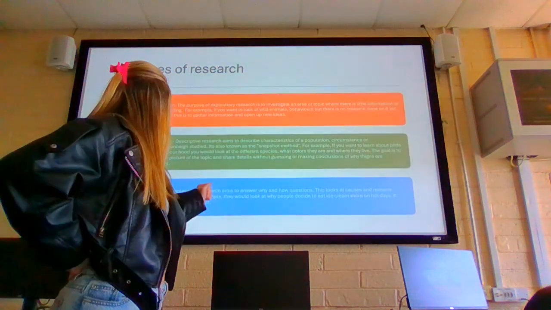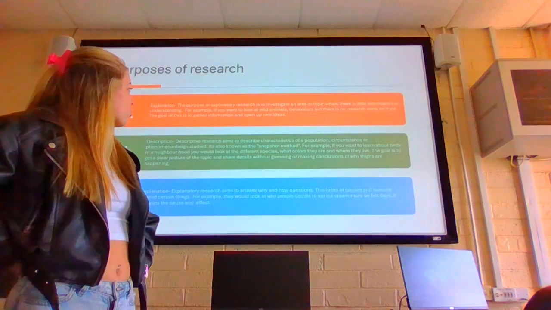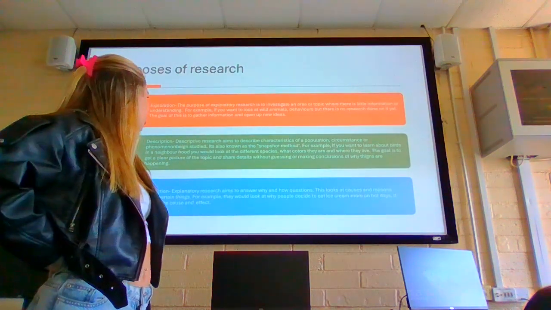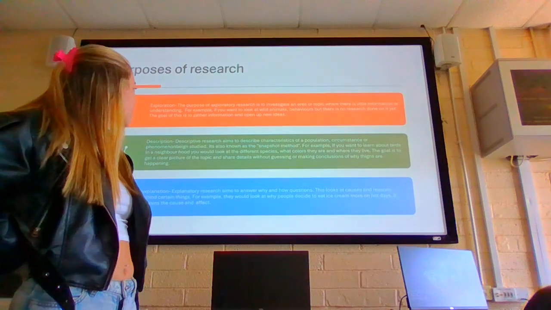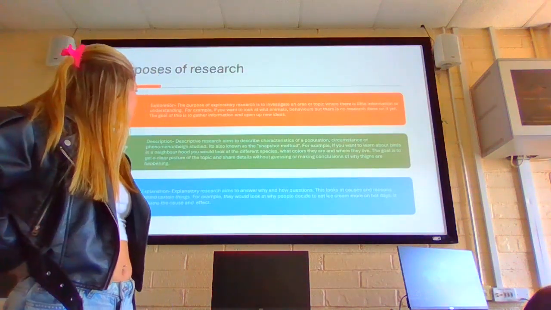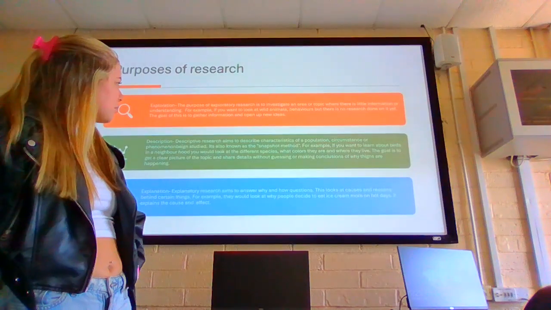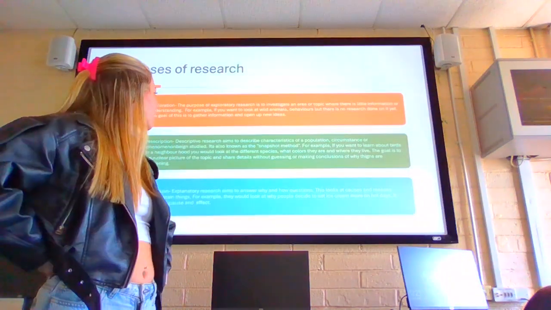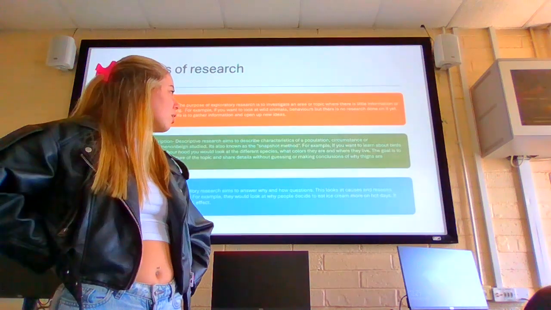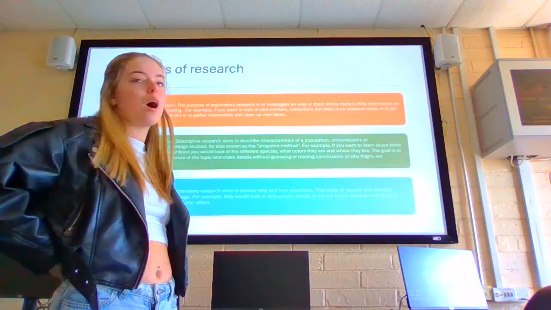Description. Descriptive research aims to describe characteristics of a population, circumstance, or phenomenon being studied. It is also known as the snapshot method. For example, if you want to learn about birds in a neighbourhood, you would look at the different species and the colours and where they live. The goal is to get a clear picture of the topic and share details without guessing or making conclusions of why things are happening.